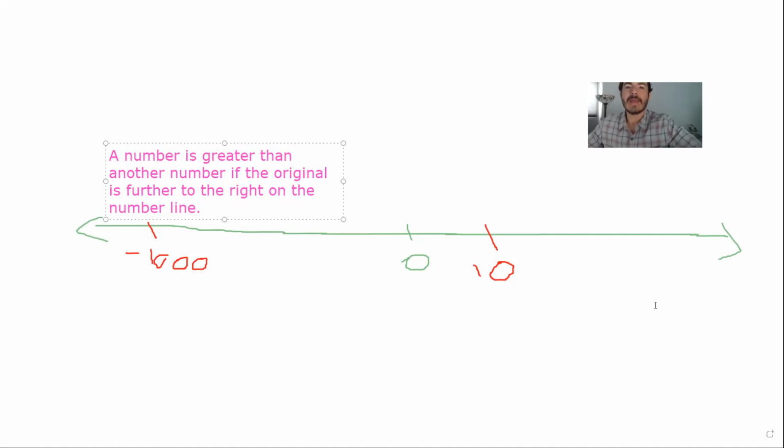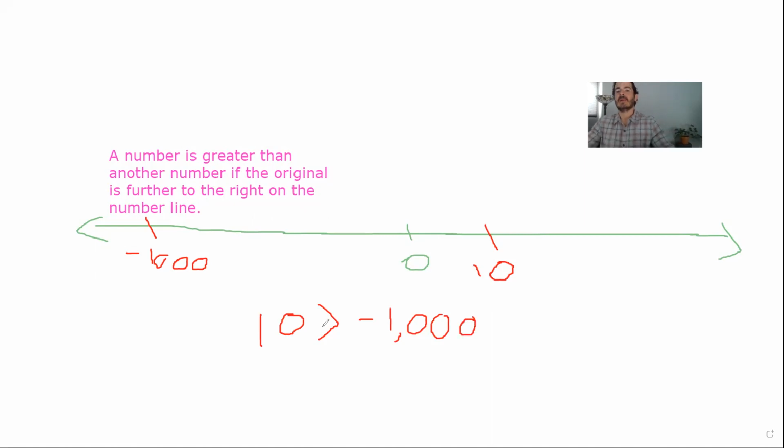Right. So 10, I'm going to use a symbol here that you may or may not know. 10 is greater than -1,000. And this symbol that you just saw in the middle between those two numbers is the greater than symbol, all right? It's like a sideways V opening to the left, and we read that greater than. If it was opening the other way, we would call it less than.